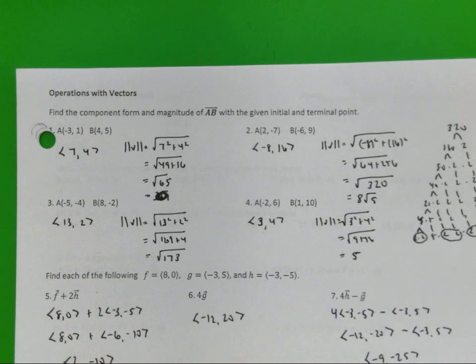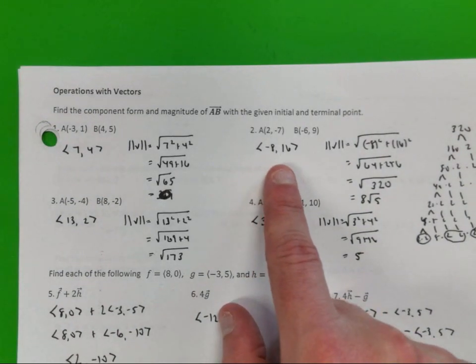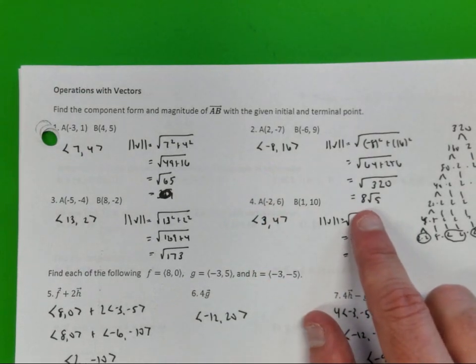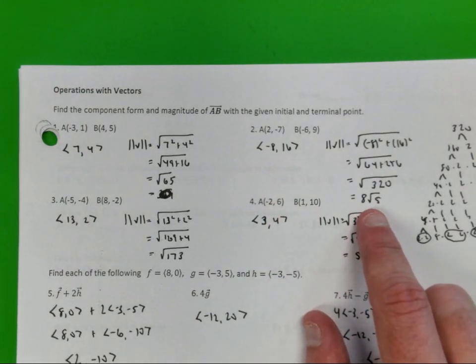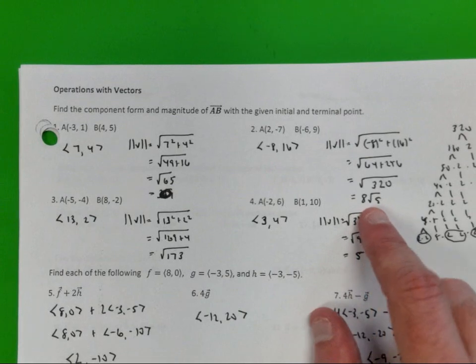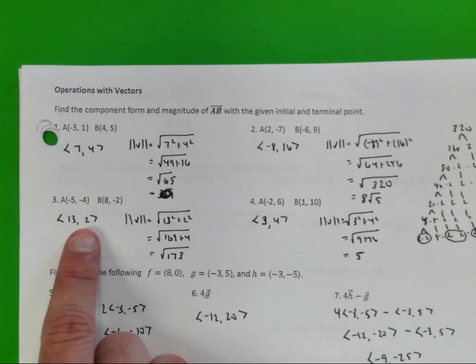Alright, so number 1 is square root of 65, the magnitude. Number 2, you have the component form negative 8, 16. Did y'all get 8 square root of 5 for the magnitude there? Yeah. Okay. Number 3, your component form is 13, 2.